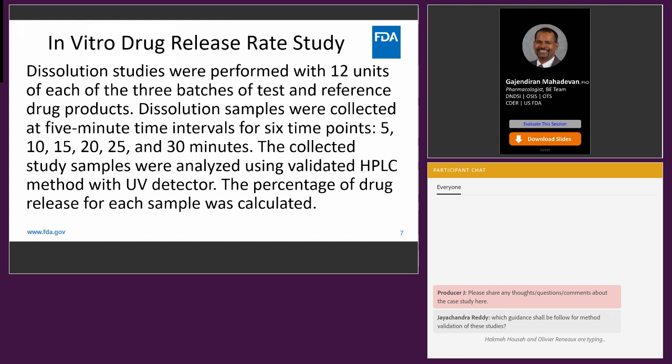Dissolution studies were performed with 12 units of each of the 3 batches of the test and reference drug products. Dissolution samples were collected at 5-minute time intervals for 6 time points: 5, 10, 15, 20, 25, and 30 minutes. The collected study samples were analyzed using validated HPLC method with a UV detector. The percentage of drug release for each sample was calculated.